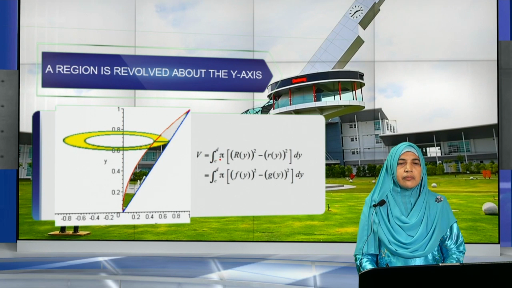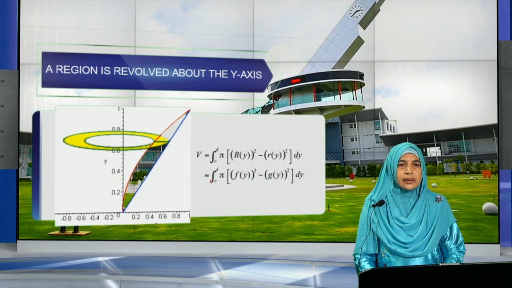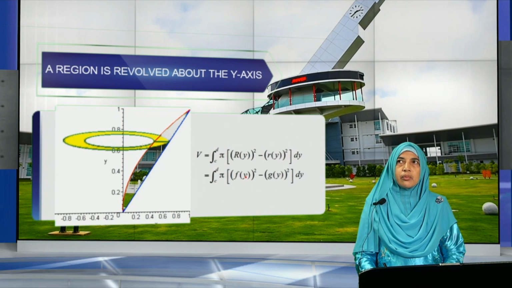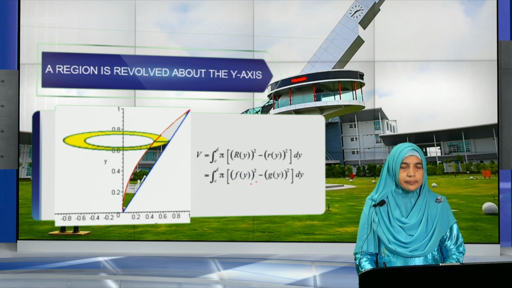We use the same formula: pi times the outer radius squared, and then the inner radius squared, and we integrate from C to D. Pi times the function in terms of y, squared, minus g(y), squared.